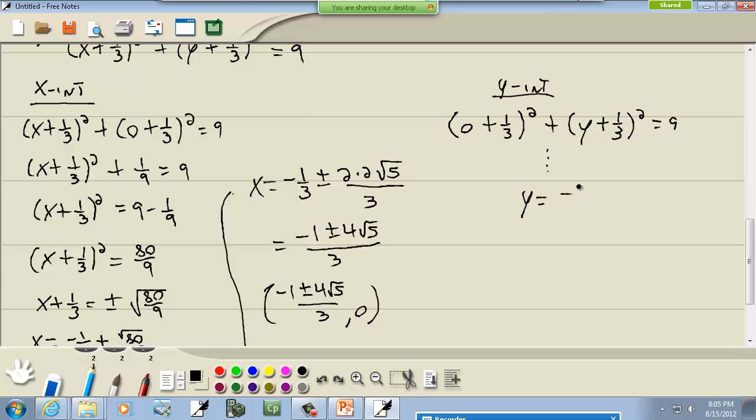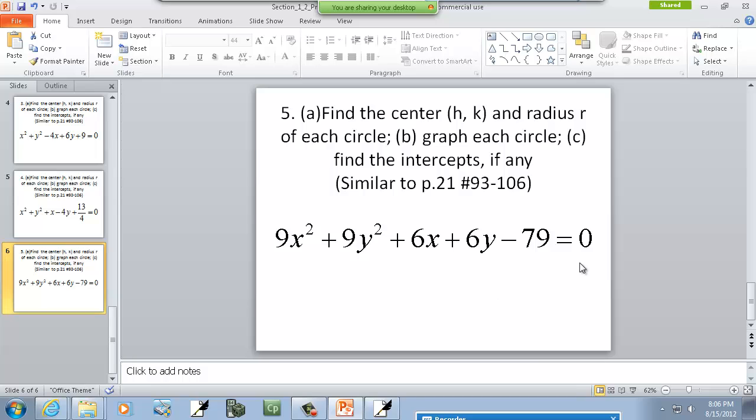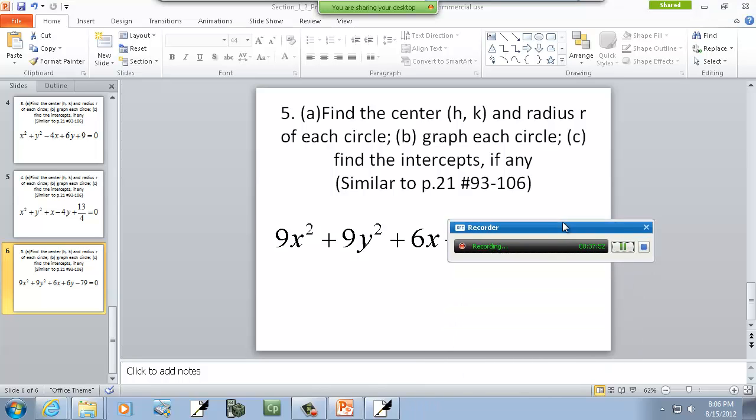So I'm going to get y is equal to negative 1 plus or minus 4 square root of 5 over 3. And if I put it in point form, it would be (0, negative 1 plus or minus 4 square root of 5 over 3). And those would be our intercepts. And I believe that's our last problem. Yes, it is. So let me stop the recorder here.